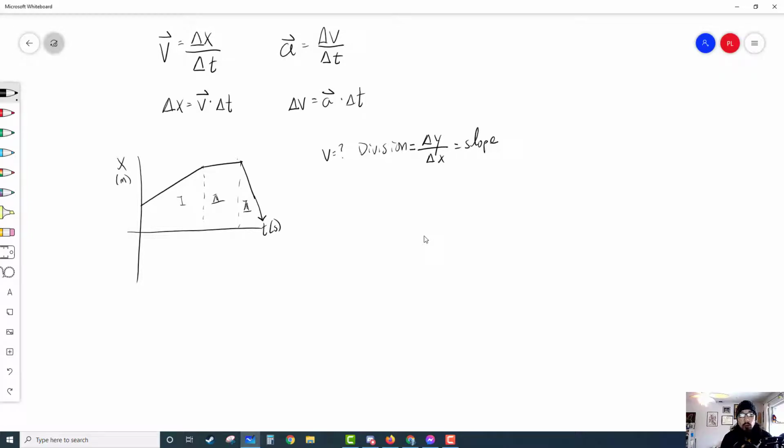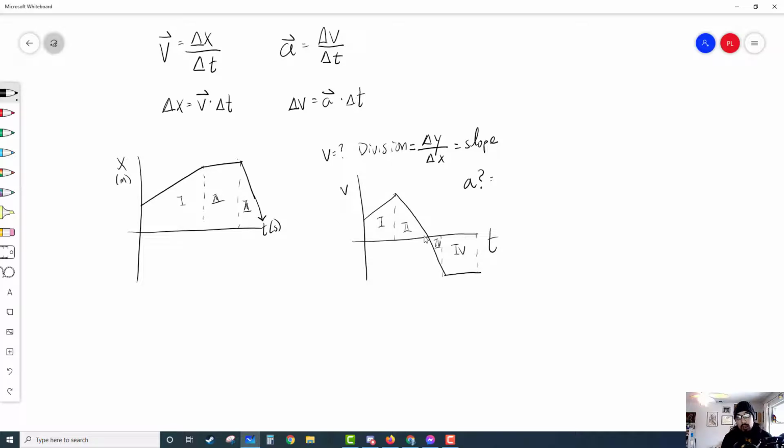Let's take a look at a different graph where we can use the same strategy. Let's say that we are given a velocity versus time graph that looks something like this, where this is section 1, this is section 2, this is section 3, and this is section 4. So we have 4 different sections here. And if the question is asking you, what is the acceleration during section 1?